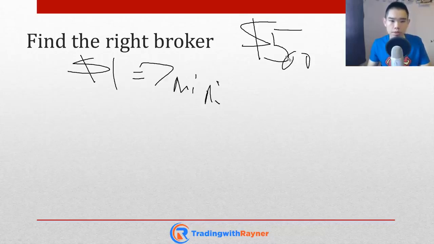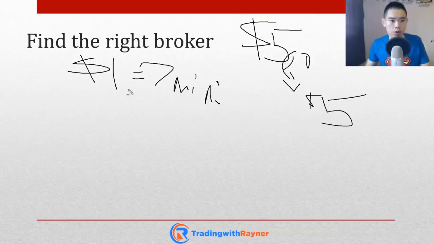Okay, so this means that if you want to adopt risk management on this $500 trading account, let's say you're going to risk 1% on this $500 trading account. So a 1% risk on $500 means that each trade you should not lose more than $5 if the trade hits your stop loss. So your risk, let's say, is not more than $5.